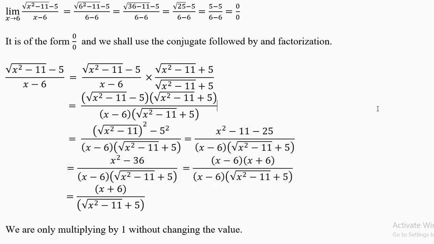Just remember, in all direct questions, everything will fit in very nicely. We'll have numbers like 9, 16, 25, 36, 49, 64. 64 is 8 into 8. 49 is 7 into 7. You'll have all these perfect squares. So this expression will become this.